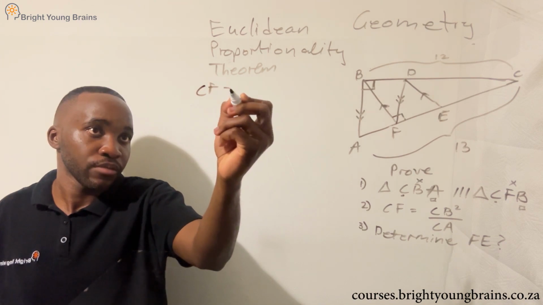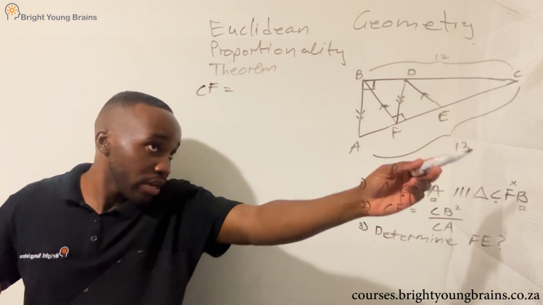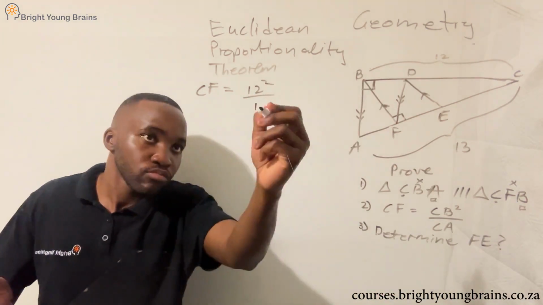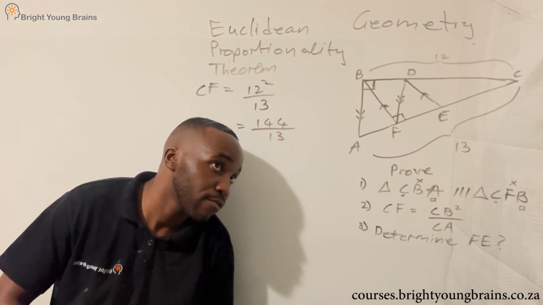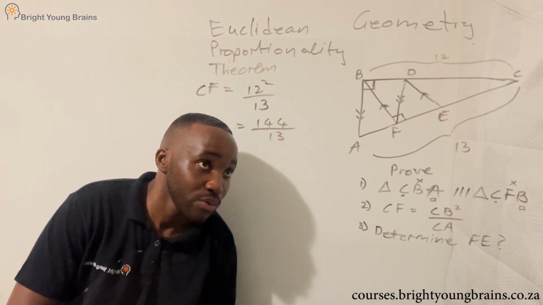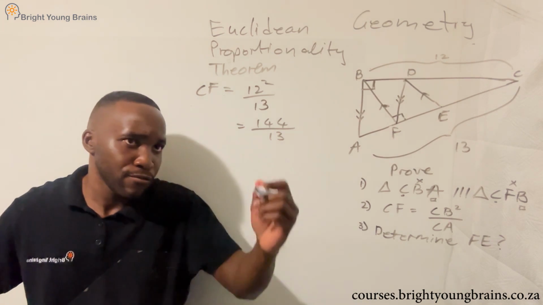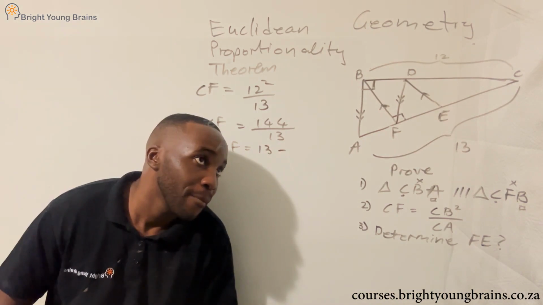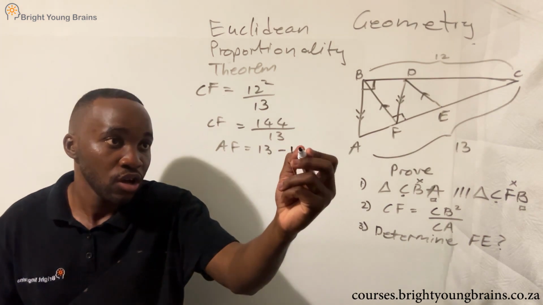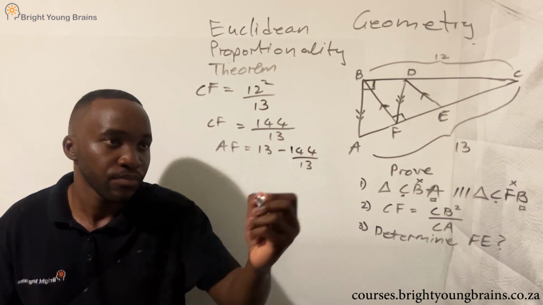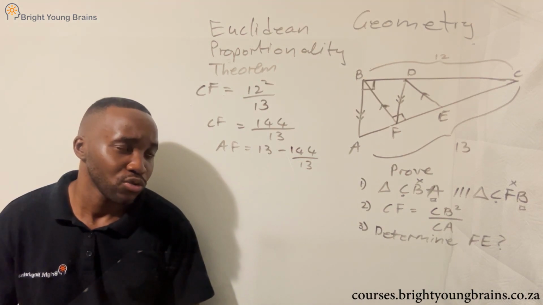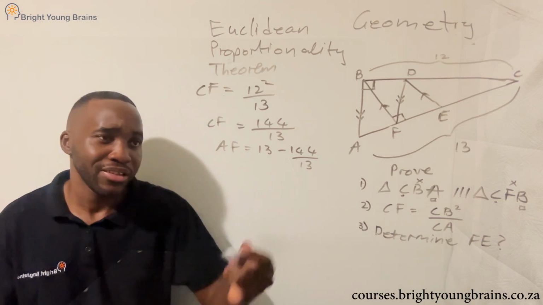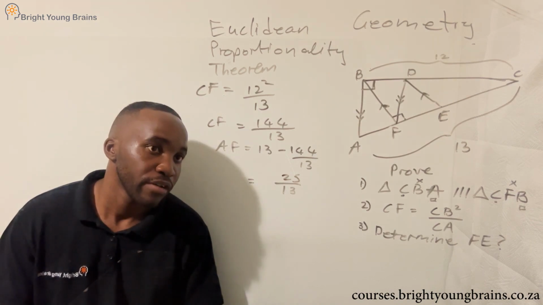CF, we know that it is equal to CB squared over CA. CB is 12, and CA is 13. So this is the length for CF. We might as well just keep that in mind. So we have CF, and then we might as well get AF also. AF is going to be equal to CA, which is 13, minus CF, which is 144 over 13. We might as well get what those values are in the calculator. This in your calculator is going to be 25 over 13.